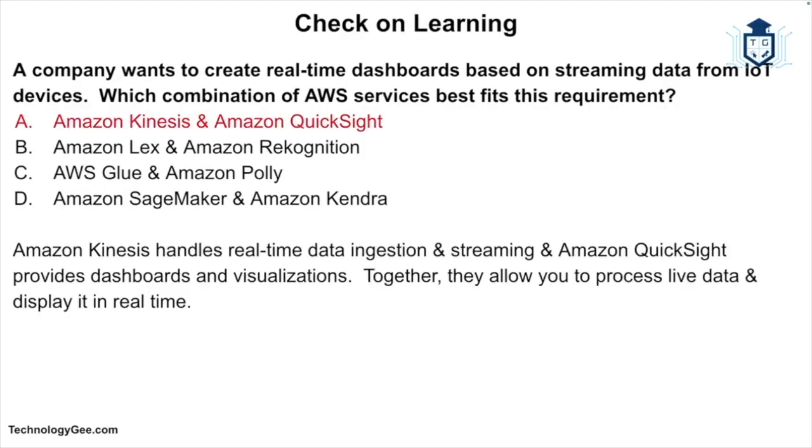And the correct answer is going to be Amazon Kinesis and Amazon QuickSight. So Kinesis, this handles real-time data ingestion and streaming. And QuickSight, this provides dashboards and visualizations. Together, they allow you to process live data and display it in real time.